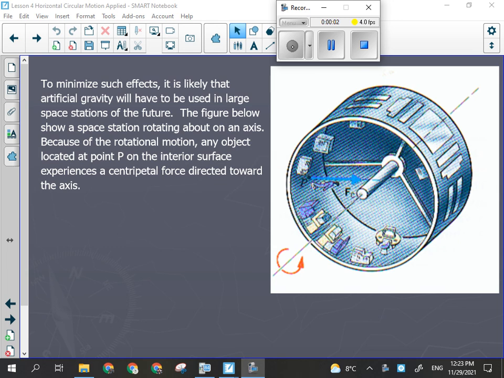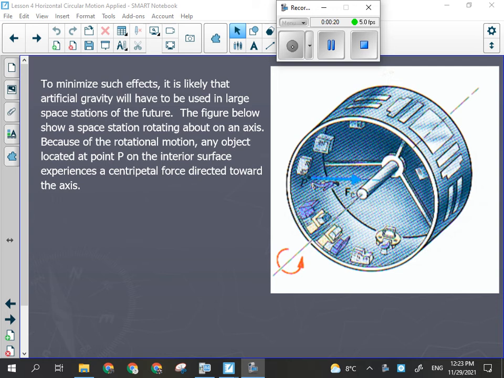Okay, so on Thursday, we had looked at how artificial gravity can be generated by having some part of a spacecraft or the entire spacecraft be a spinning drum, okay? Just like your gravitron, the ride that they have at Stampede.